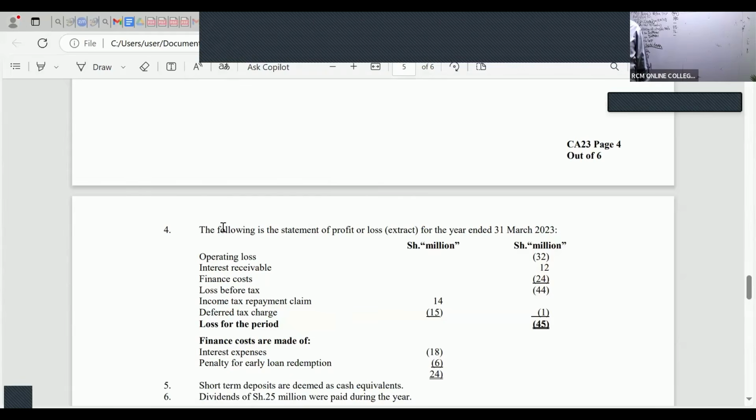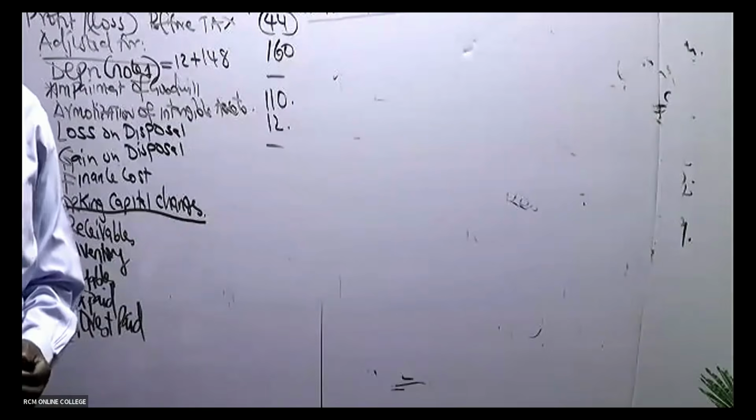You can see in this case here, finance cost. How much are you able to see for finance cost here? I'm able to see 24. Because you are adding back, here they are subtracted, as you are adding back, so it shall be positive. So here we have finance cost positive 24.